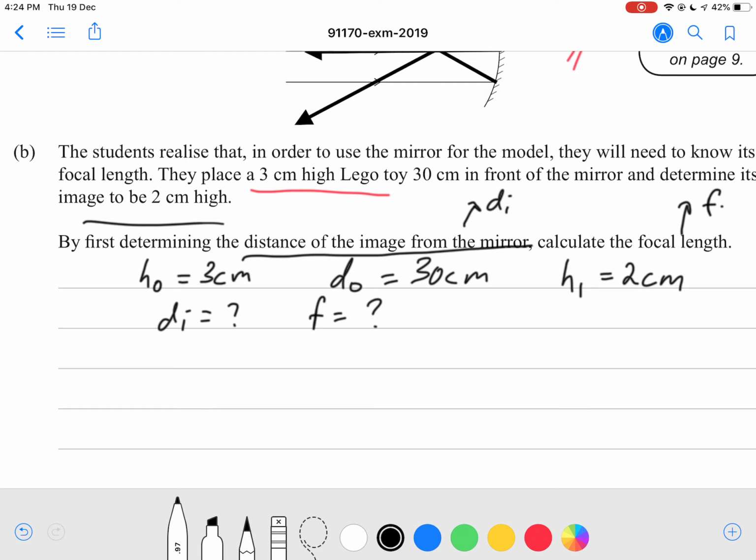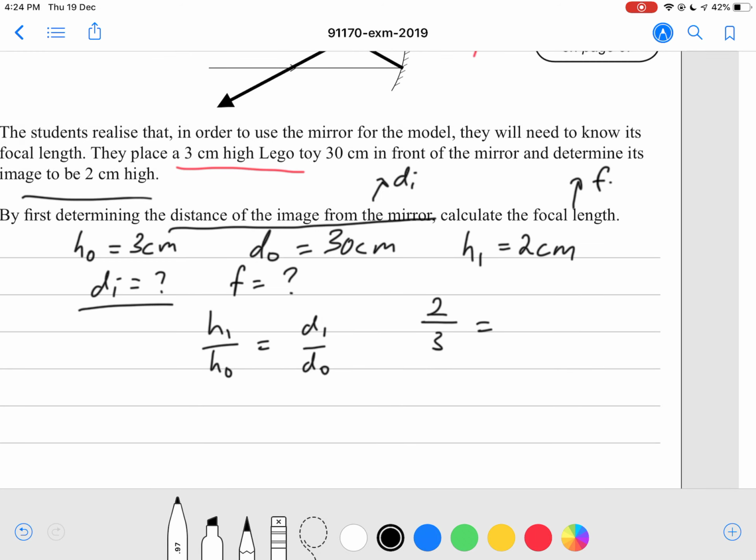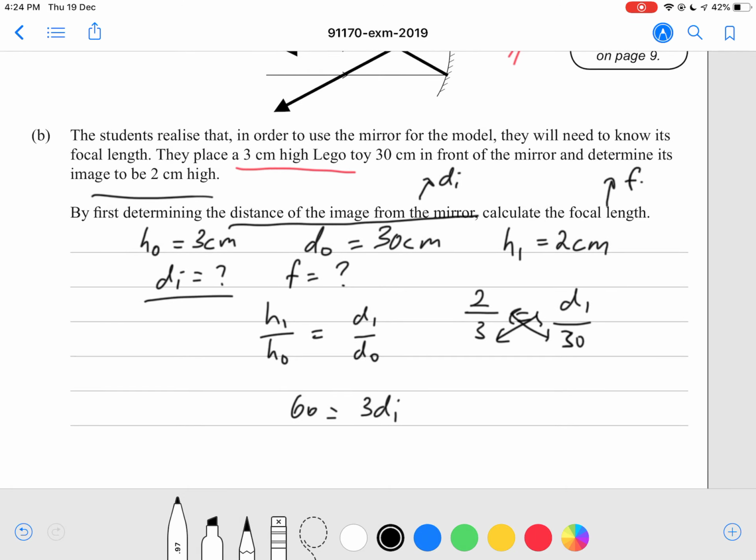By first determining the distance of the image from the mirror, calculate the focal length. So it gives you the hint that you have to find di first. So you can use the relationship hi over ho is equal to di over do. So hi over ho is 2 over 3, and that is equal to di, which we do not know, over 30. Now we can use cross multiplication. So 2 times 30 is equal to 3 di. So 60 equals 3 di, and if we move the 3 to the other side, we find that di is equal to 20 centimeters.